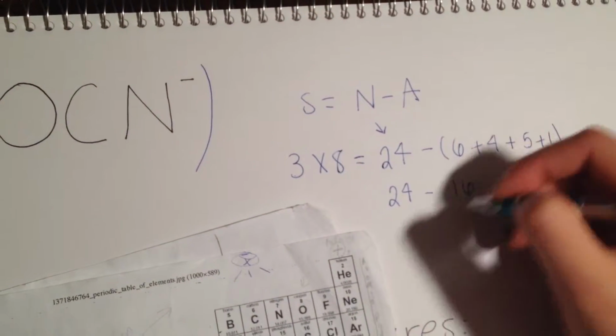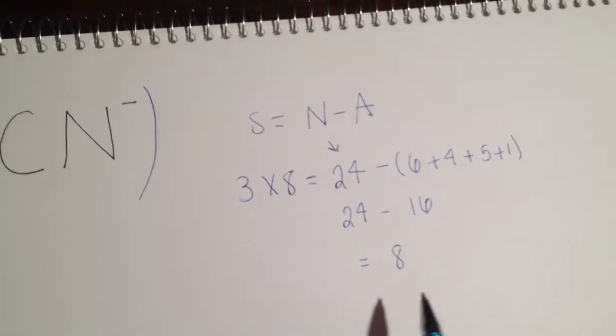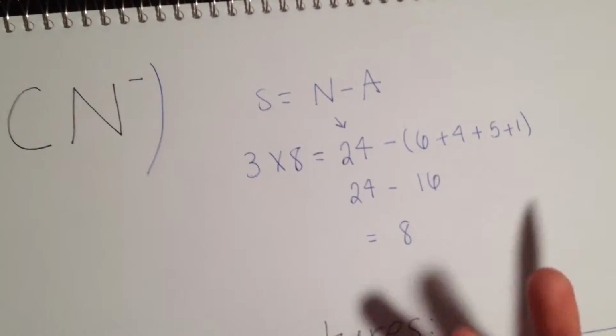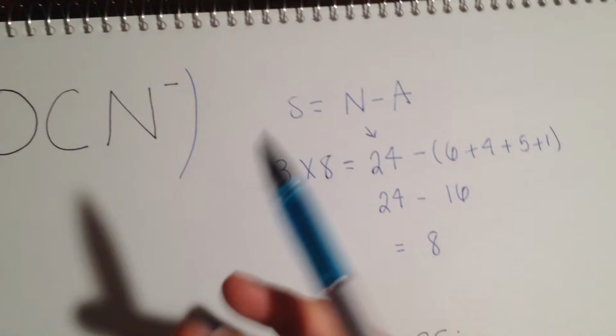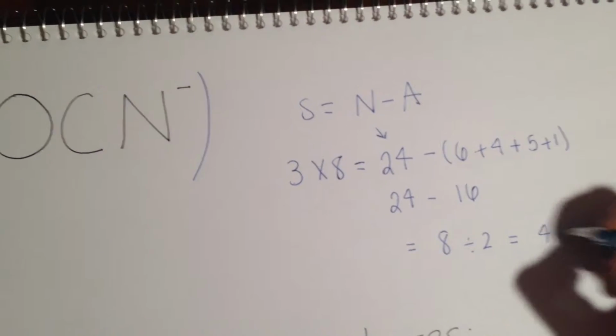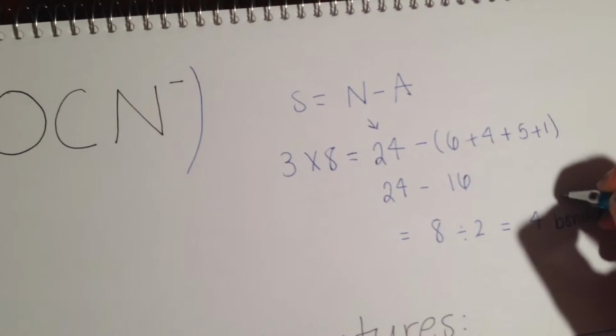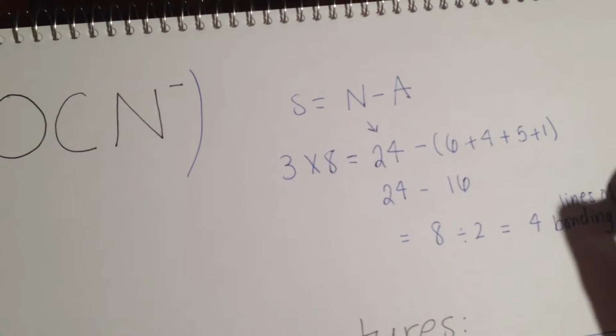Sorry, 8. That means we have 8 electrons within the bonds. Divide this by 2 and you have 4 lines of bonding.